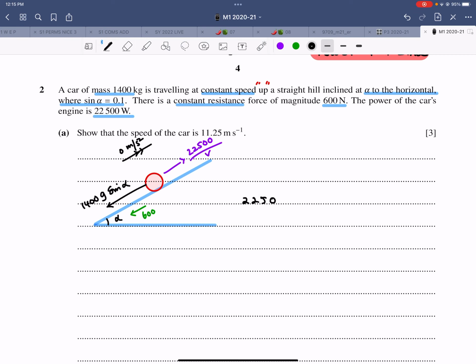Or you can write forward force minus the weight component minus the frictional or the resistive component is mass into acceleration. That is 1400 into 0. So this way you will find the value of V. That is the first part.